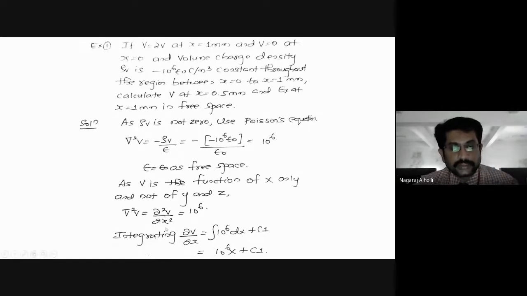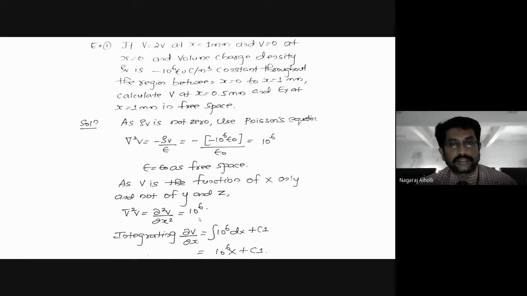Del v by del x. LHS will be del v by del x. Integration of the second derivative will be the first derivative, that is del v by del x. Then what is the integration of 10 raised to 6?